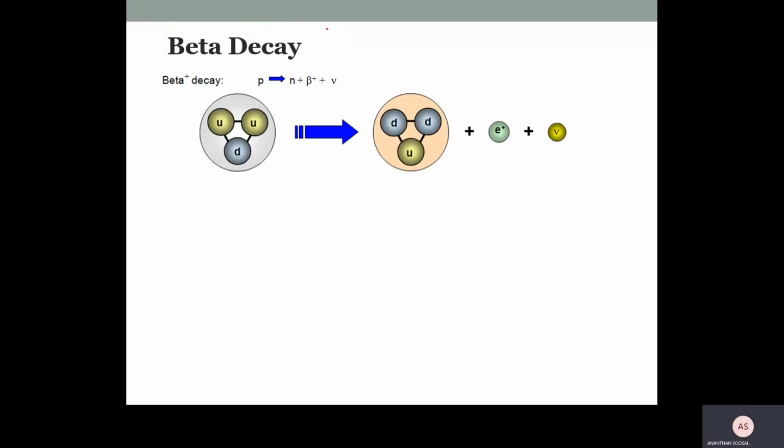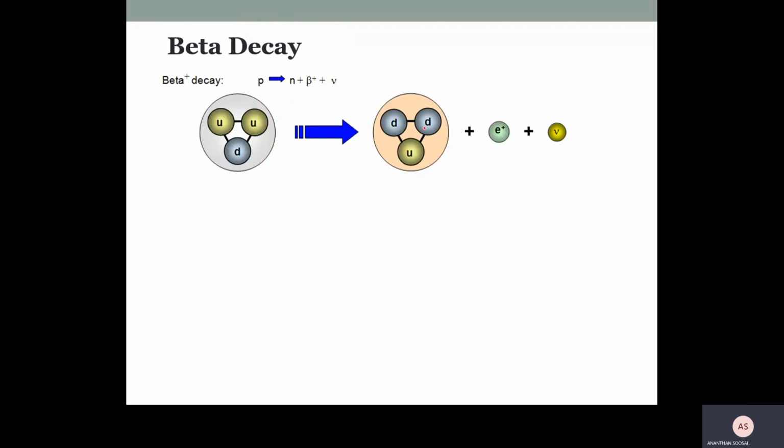Yeah. So now let's see beta decay. We know a proton changes to a neutron, beta plus, and a neutrino is produced. But in reality, what is happening inside? A proton is up, up, down, but a neutron is down, down, up. What has changed? One up quark has been converted to a down quark. That's what happens inside.